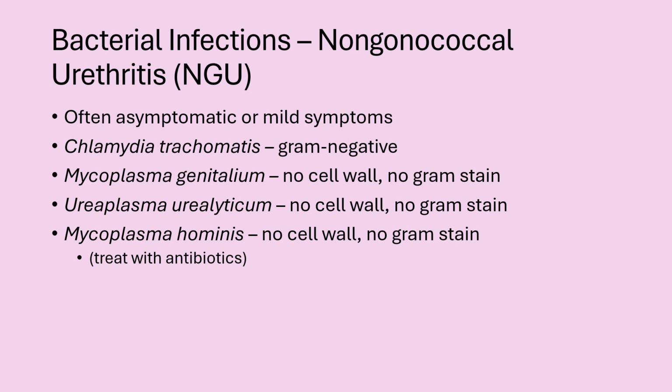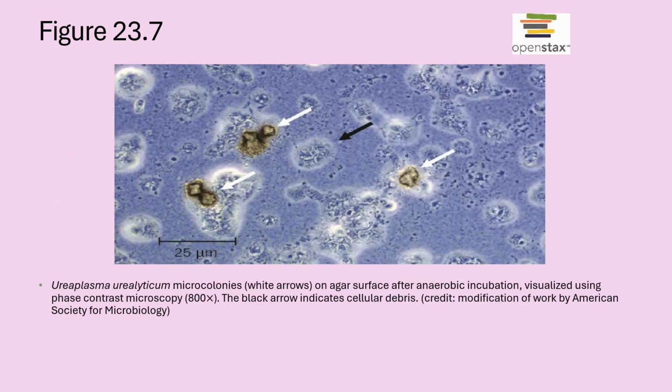These are classified as bacteria. However, they're in a family where they do not have a cell wall, therefore they have no gram stain. They still respond to antibiotics as well as the chlamydia, so you can treat all of these with antibiotics. This is showing one of the ones that doesn't have a cell wall around it.